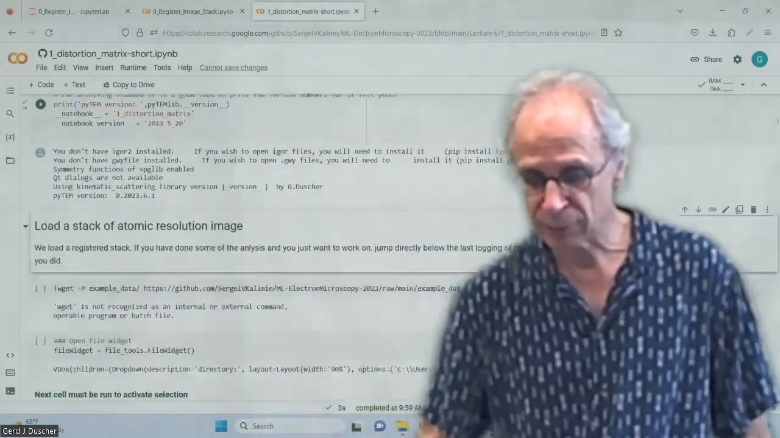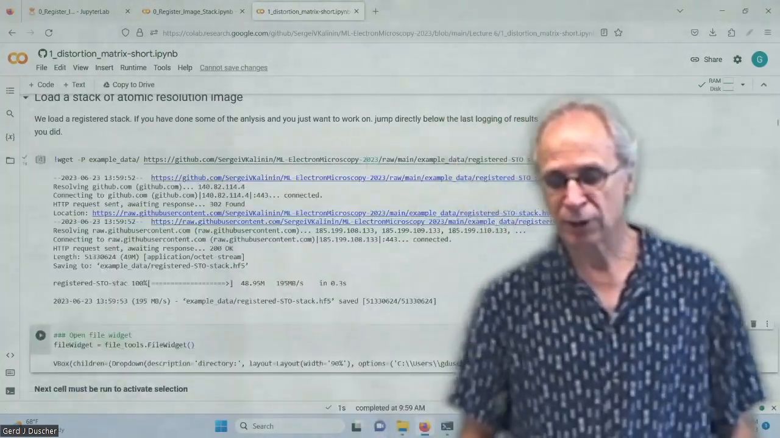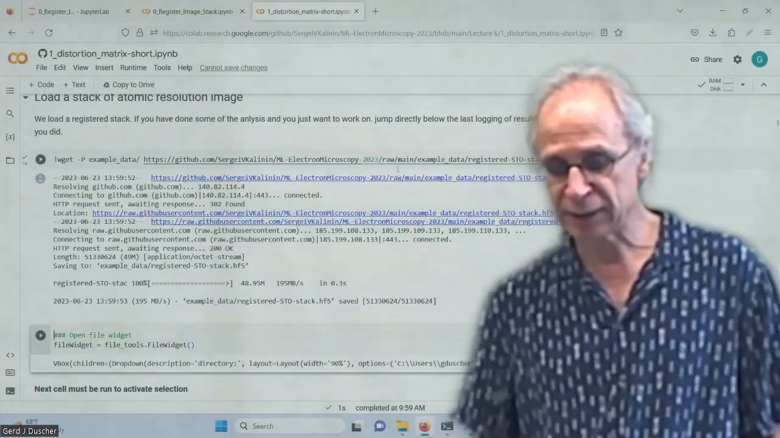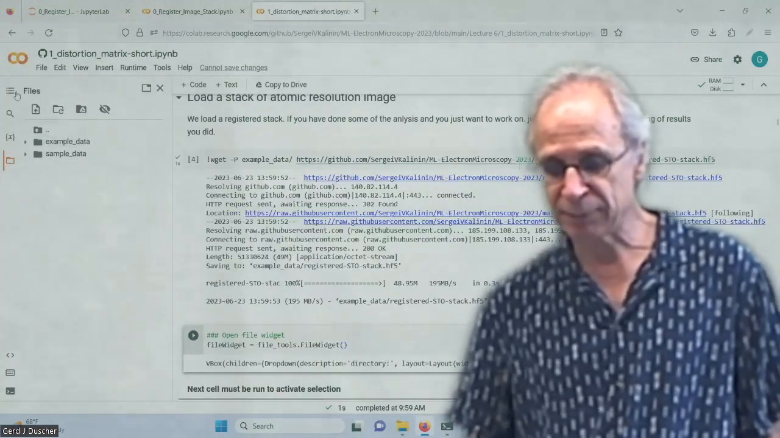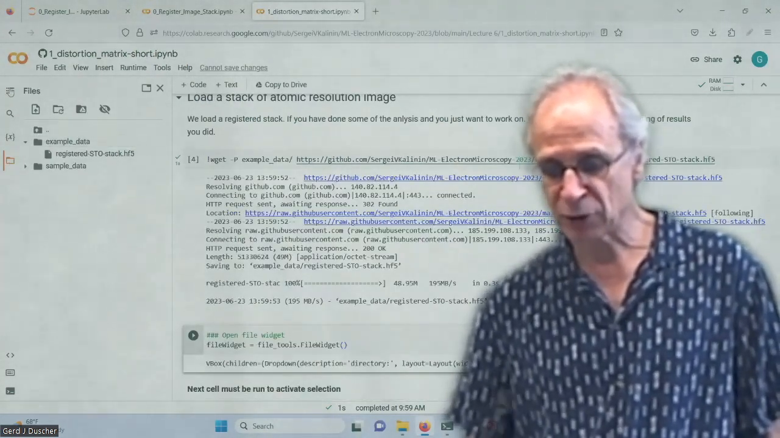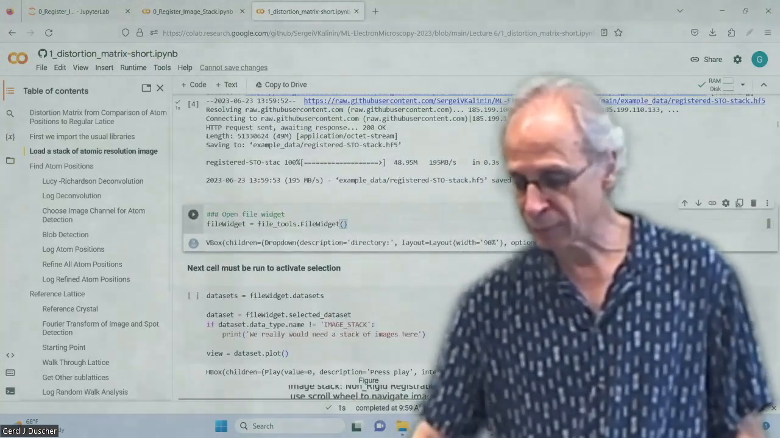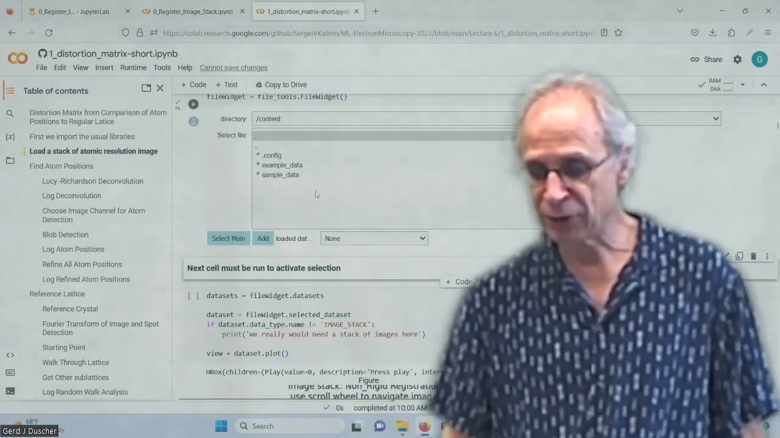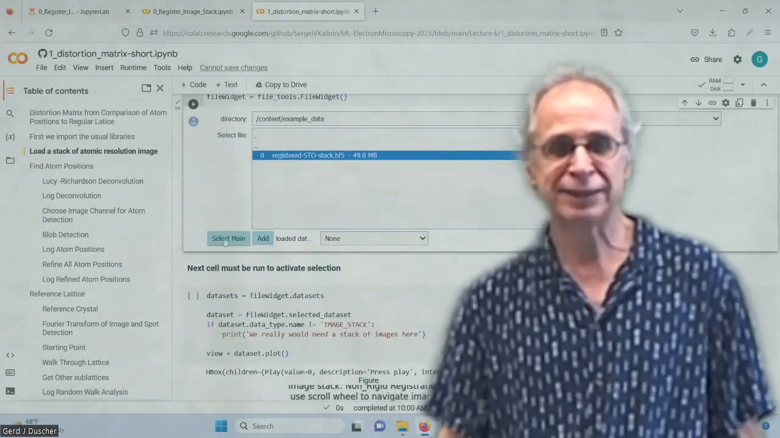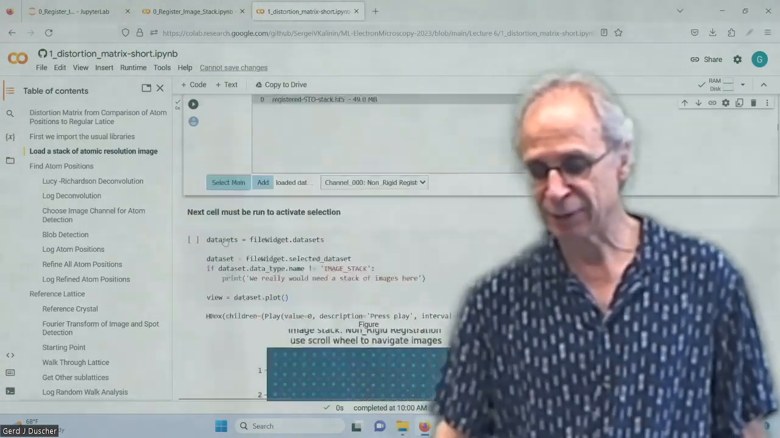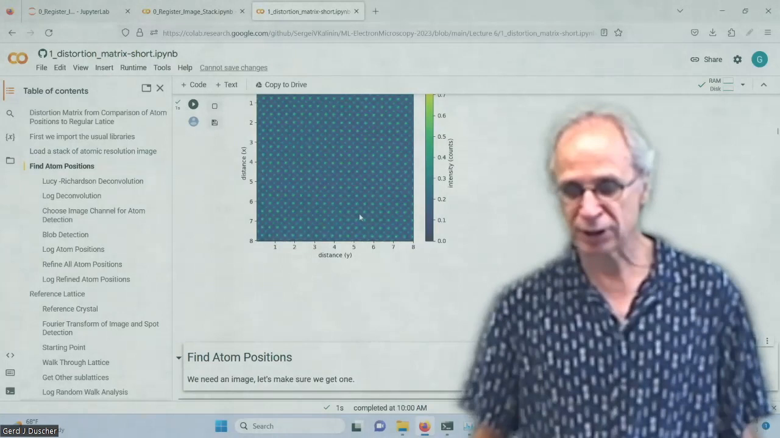We have that installed. We now download our image stack. So we should have that now in the example data. Yep, so it's a registered stack. In the file widget, we load it, the registered STO stack, and select this main. Last time I forgot how to do that, right? And then we are loading the set. Here's our stack.